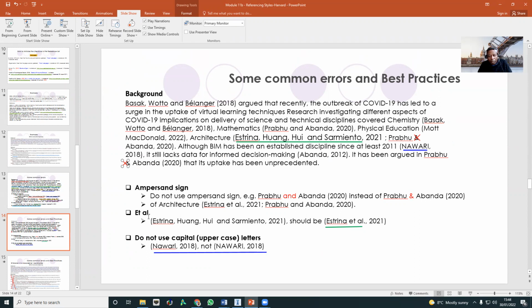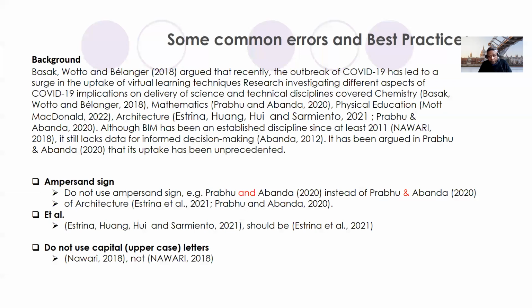Then, et al. Instead of listing all the four names as we see here, we should just put Estrina et al. in the text, and then list all the four names and their initials in the reference list. Also, do not use capital letters. You see Nawari there in your body of text, it should be lowercase letters in the body of text, because some students do put uppercase letters.